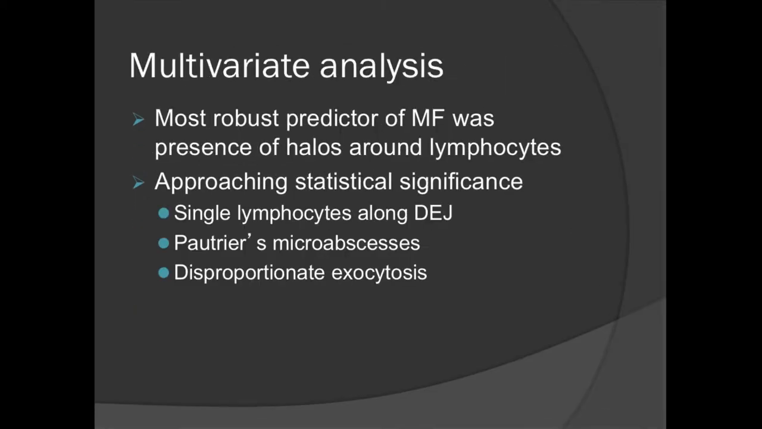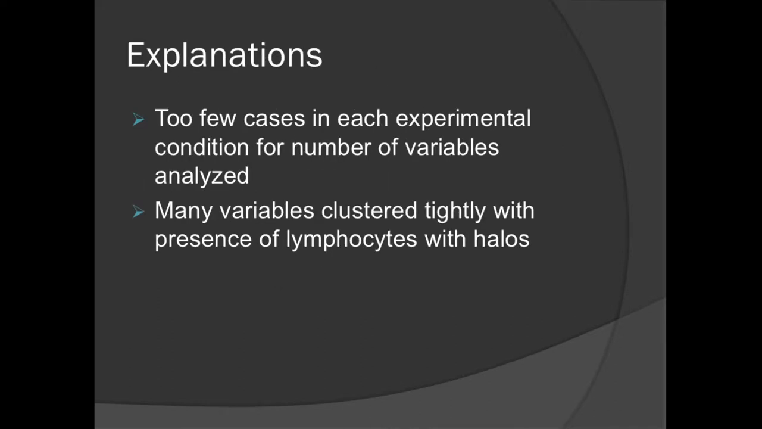So, on a multivariate analysis, it turned out that the most robust predictor were the halos around lymphocytes. Okay, so I was wrong. Or, at least in my own study, it turned out I found the same thing the fellow from England had described. These other things turned out to approach statistical significance and may be helpful. So maybe we didn't have enough cases with all the different parameters we looked at. I'm not a statistician, but that would be one explanation for why we didn't have more powerful announcement to make at the end of this.